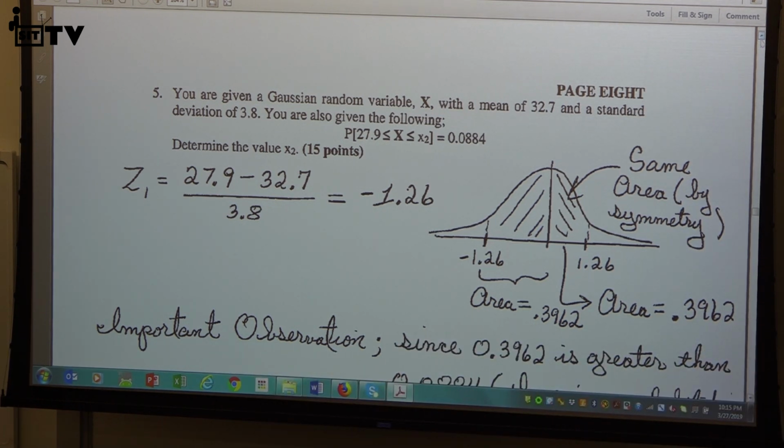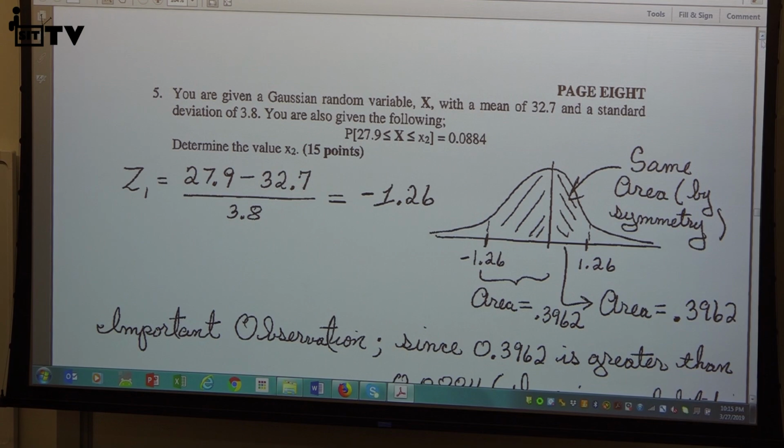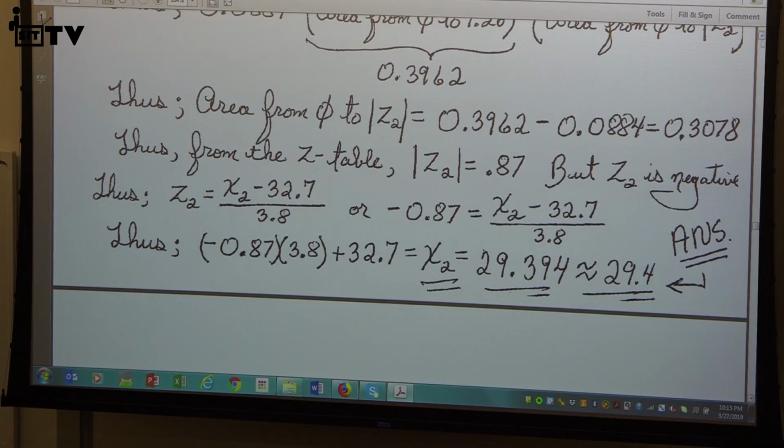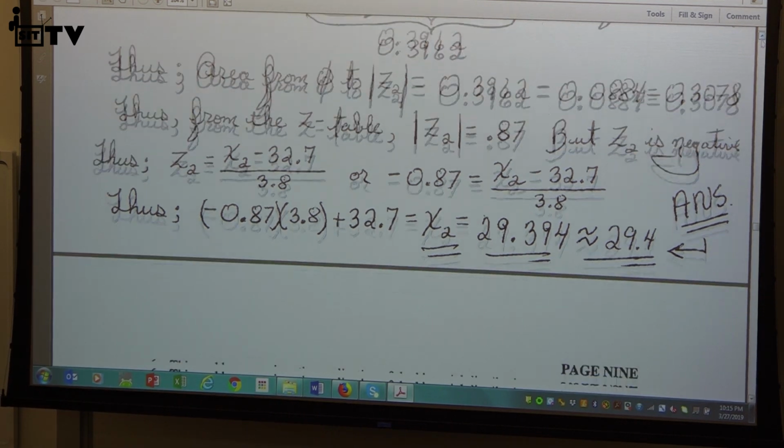That's problem 5. I did this, right, Magdalena? Yep. I went through all of this? Okay.